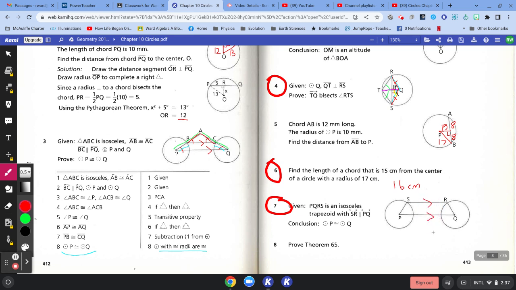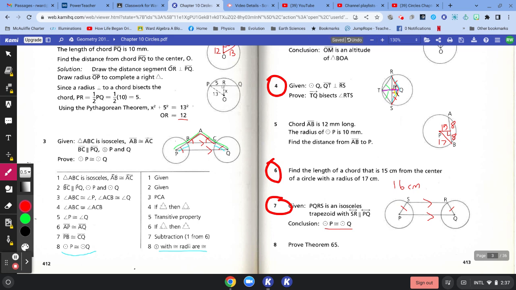So we know that those are the parallel parts of the isosceles trapezoid. One of the properties of an isosceles trapezoid, though, is that the legs, being isosceles, are congruent. That means the radii of circle P and circle Q are congruent. And so since circles with the same radius are congruent, those circles are congruent.